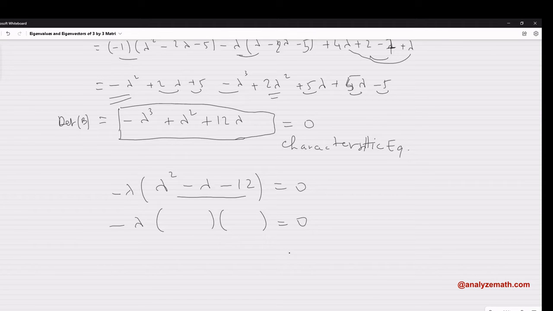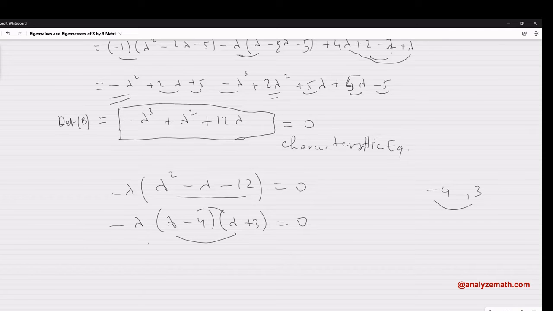I need two numbers. When I multiply them, they give me negative 12. When I add them, they give me minus 1. So it looks like minus 4 and 3. The product is negative 12, and when you add, minus 1, yes, it makes sense. So (lambda minus 4)(lambda plus 3). Let's check: lambda squared, 4 lambda, 3 lambda, 1, and then minus 12.